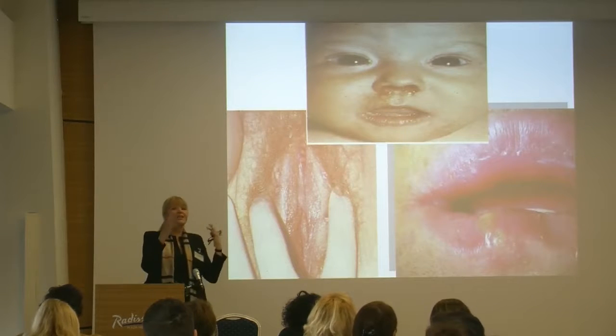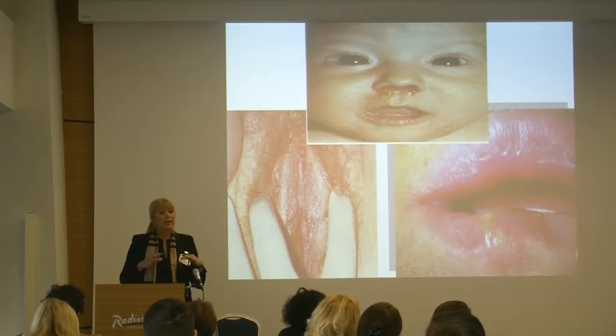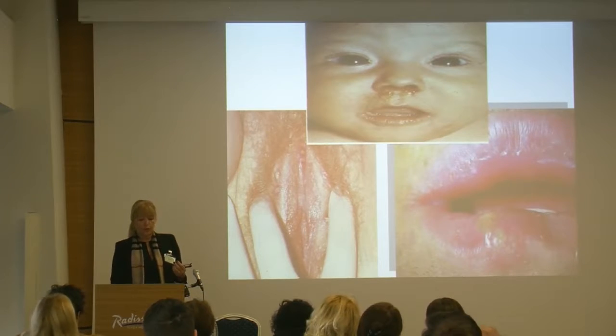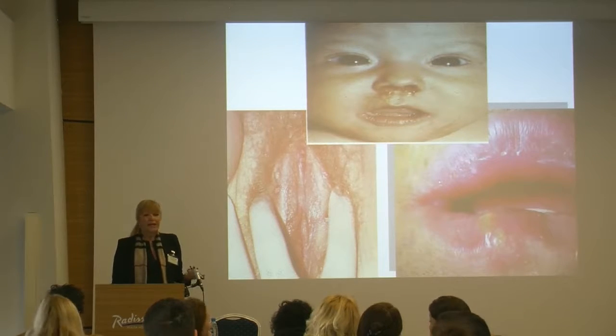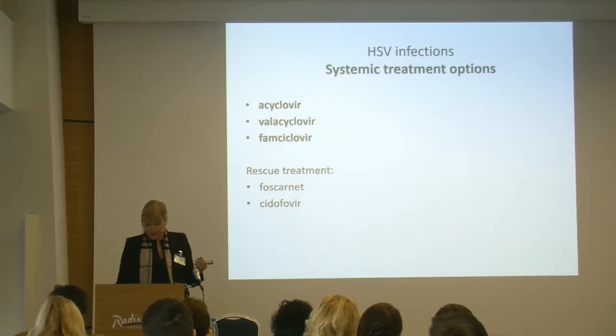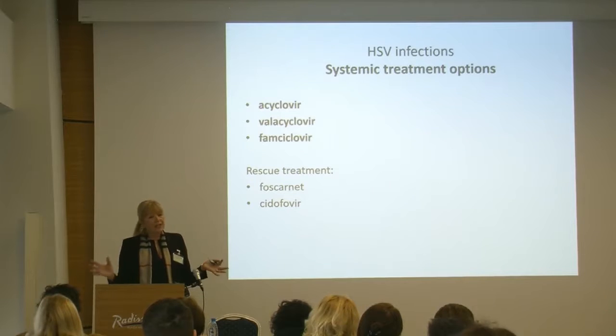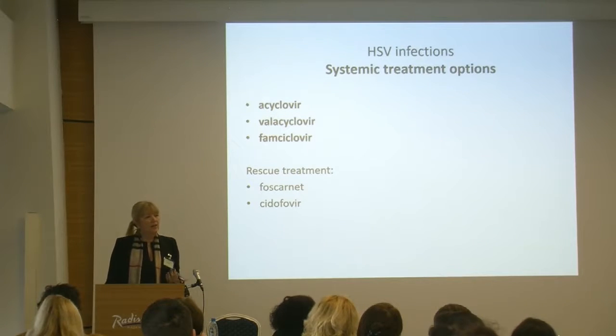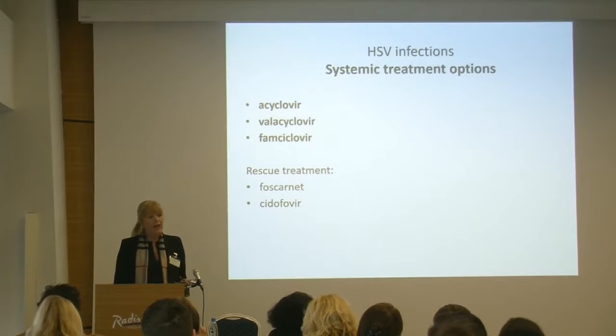Now let's proceed to particular viruses, to particular syndromes, and let's see how we can use all those drugs. So you know the virus that causes these clinical syndromes. It's herpes simplex virus, so herpes simplex type 1 and type 2. Generally used systemic drugs are acyclovir, valacyclovir, and famciclovir. However, when the patient needs a rescue treatment, then foscarnet or cidofovir, which I'll discuss later, come as an option. So what is the efficacy of these antiviral drugs?